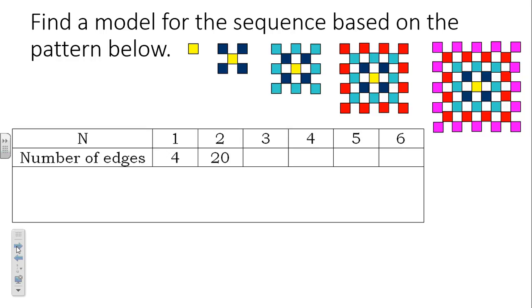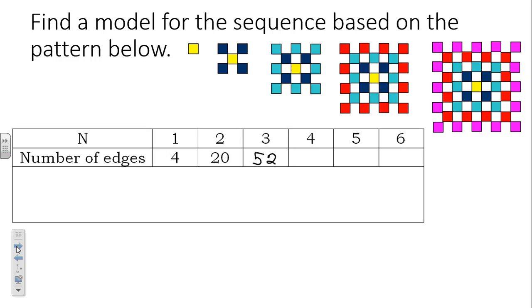Our second box has some navy blue blocks added around that yellow block. So how many edges does that one have? 20, because there were 4 to begin with, and we added 4 blocks that have 4 sides. 4 times 4 is 16. We added 16 to it. We got 20. All right, third one. How many teal blocks or light blue blocks did we add? 8. So 8 times 4 is 32. We already had 20 edges, and we're adding 32 more, so we get a total of 52.